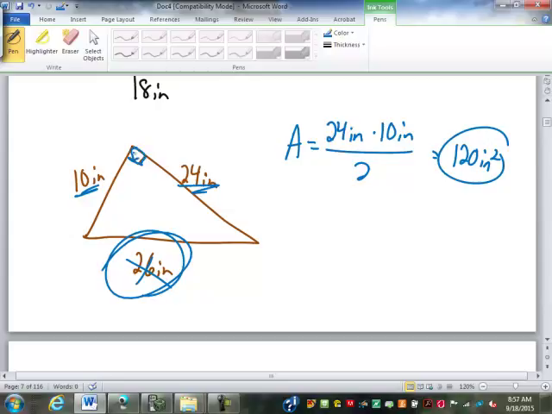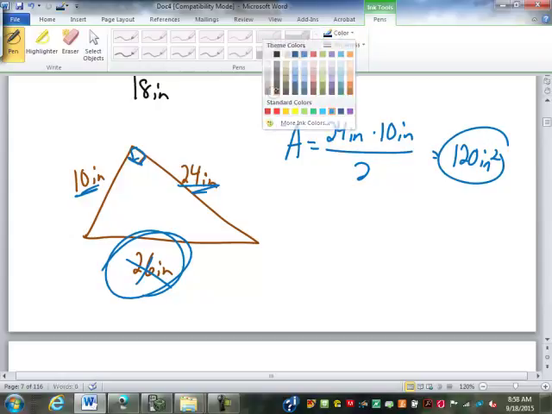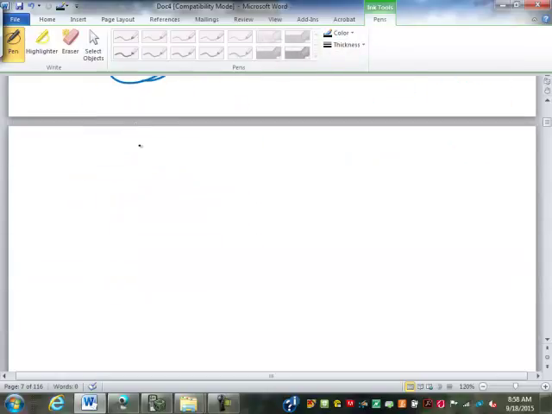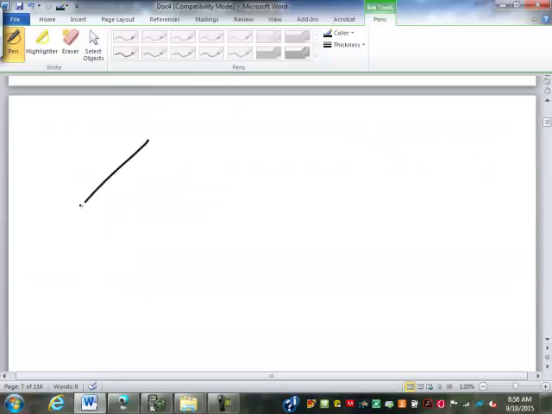And again, we can only find area. To find area, we have to have 2 dimensions that are perpendicular. So what if we have a triangle that doesn't have any right angles in it? Can't do it? Not that way. Move on, try something different.